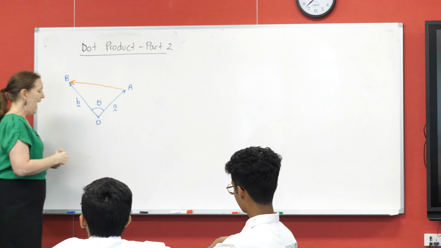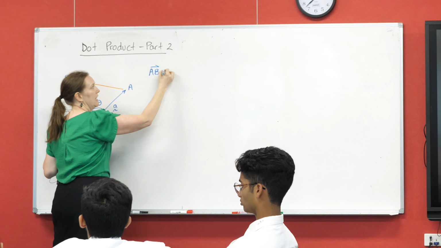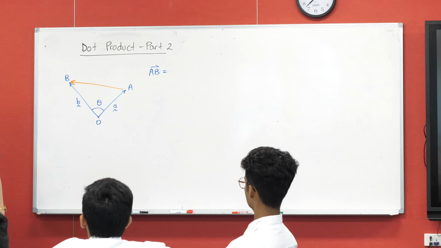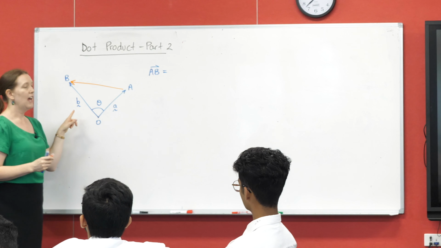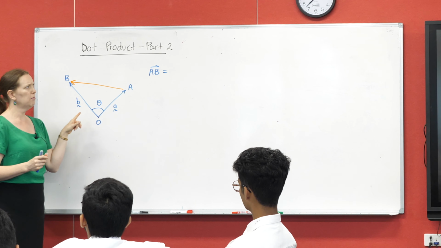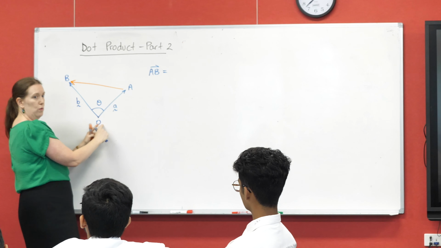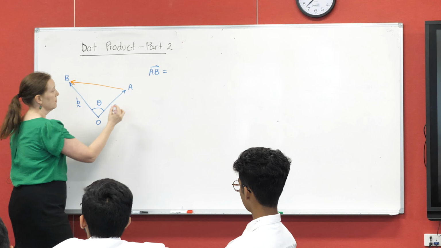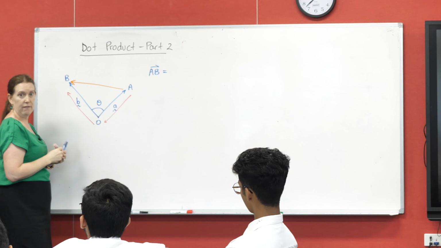Yes? Now, how can I describe vector AB in terms of my lowercase a and my lowercase b vectors? What is it? Half of AB? Someone say that? AO plus OB. So you're coming around like this. AO plus OB. Is everyone happy with that?